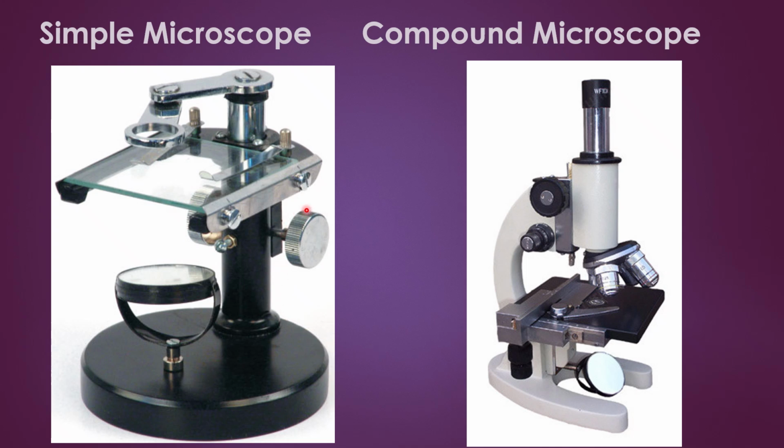The simple microscope has only one adjustment, but in the compound microscope two types of adjustments are present. One is the coarse adjustment, the next one is the fine adjustment. And here the stage of the simple microscope is made up of glass, but in the compound microscope the stage is made up of metal, and the stage also contains the slide holders and stage adjustments, etc.